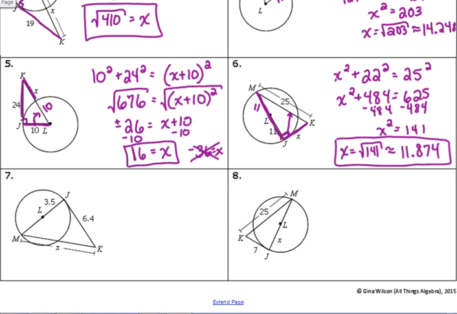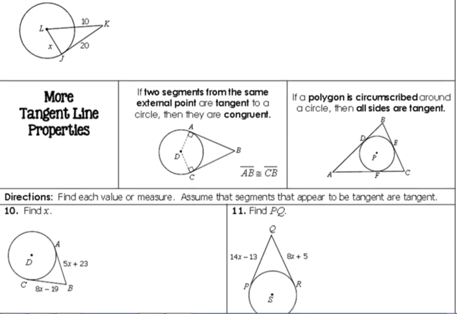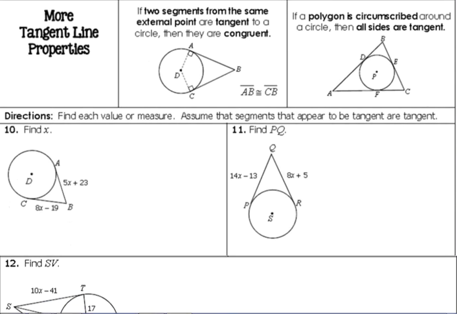All right, I'm going to skip 7 and 8 and 9. Let's look at where it says more tangent line properties.